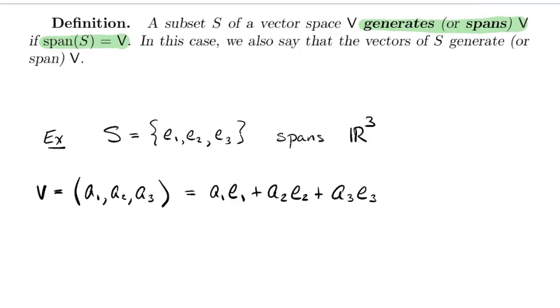So for example, if I take the set S to be the vectors E1, E2, and E3, they span R3. They generate R3. Because an arbitrary vector in R3 looks like A1, A2, A3, some three-tuple. Well, I can write that as a linear combination of the E's, just taking the coefficients to be respectively A1, A2, and A3. So that set spans R3.